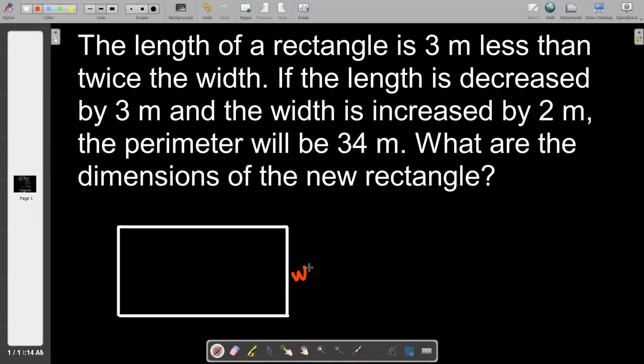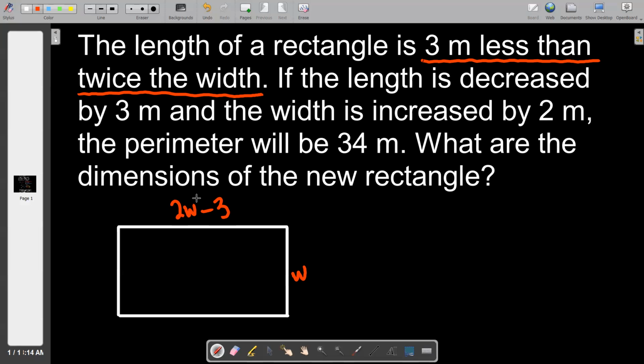What would the length say? Yes, it says it right here, 3 less than twice the width. And you've done enough of these to know that that's like this, 3 less than, like that, twice the width. We know not to do 3 minus 2W. We're not rookies here.